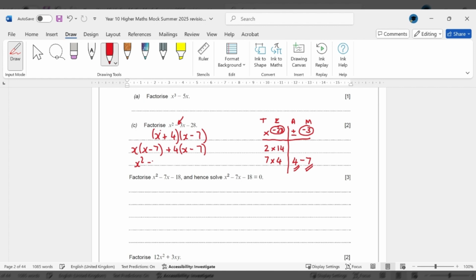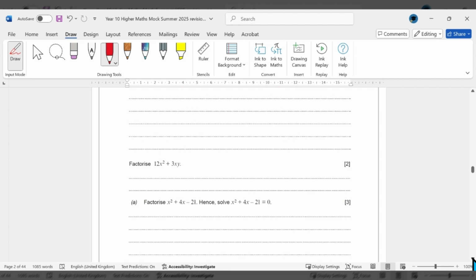So x squared minus 7x plus 4x minus 28, giving me x squared minus 3x minus 28. Now, you won't have to actually do that, but one way you can prove that you've done it right is to expand your double brackets and check you go back to where you came from.